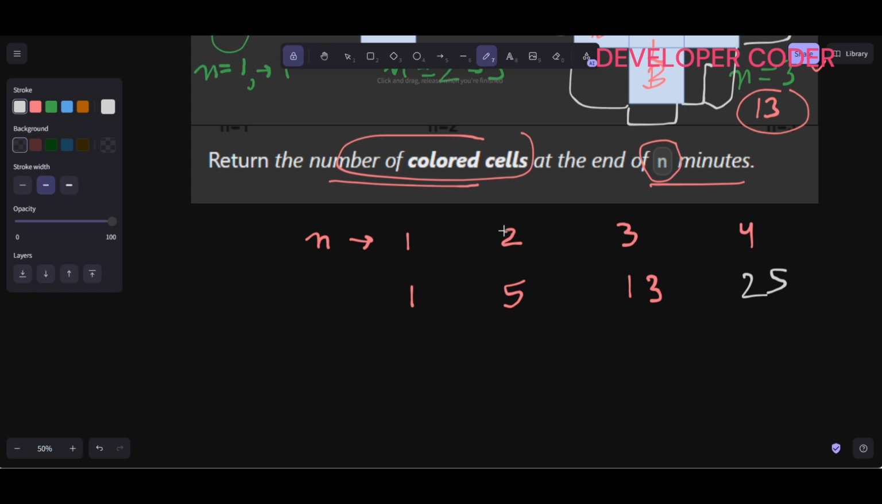Done. So here see one pattern. At n is equal to 1, output is 1. At n is equal to 2, output is 5. So what is the difference among them? Difference among them is 4. Then at n is equal to 2, output is 5. N is equal to 3, output is 13. So difference here is 8. Then here 13, and then we have 25. So see the difference here, it's nothing but 12.